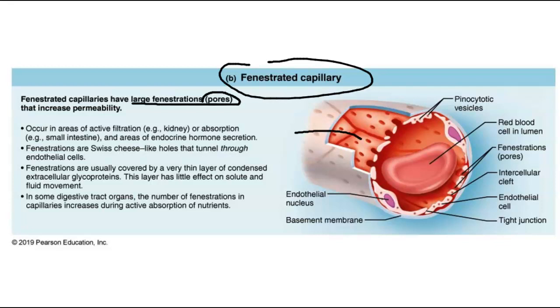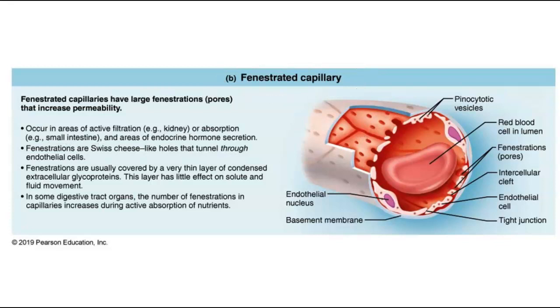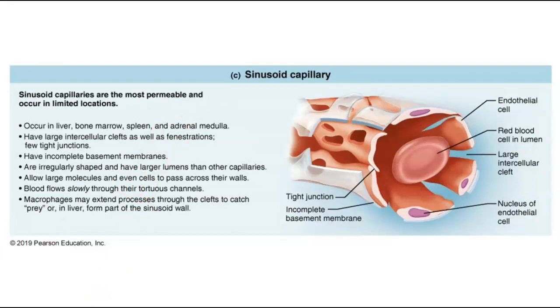The next type of capillary is a fenestrated capillary, and fenestrated capillaries have large fenestrations, or the pores. So these little pores that they're showing us in the wall, those are called fenestrations. And so you can see these are pretty porous. These are going to be in areas like the kidney and the small intestine, where a lot of exchange is taking place.